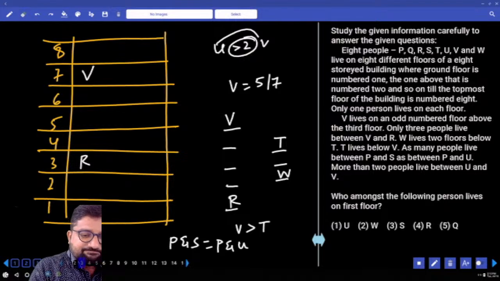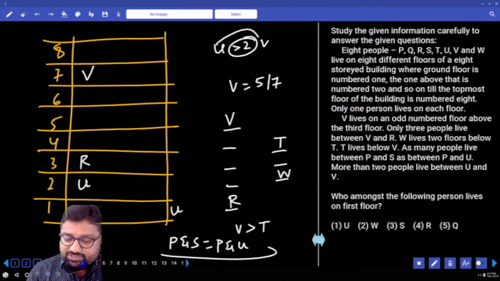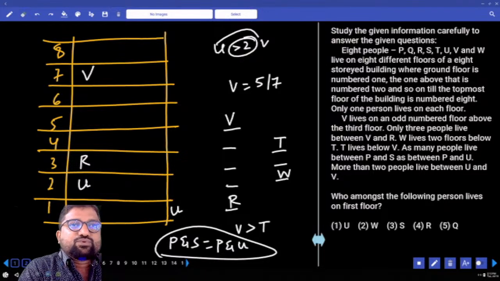So, can I take U here? I still have a possibility where I can go for U in the bottommost place. But there is one clue which is talking about P, U and S. P is exactly between U and S. Let me go for the possibilities.